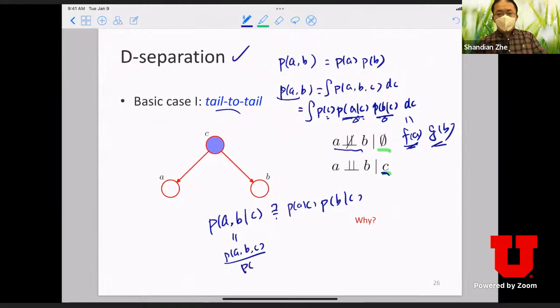the joint probability of A, B, and C divided by the marginal probability of C, right? According to the network structure again, we just copy this here. So it's P of C times P of A given C times P of B given C divided by P of C, right? So we cancel it out, and it is exactly the right hand side. That's why we can conclude that if C is given, A and B are conditionally independent of each other.